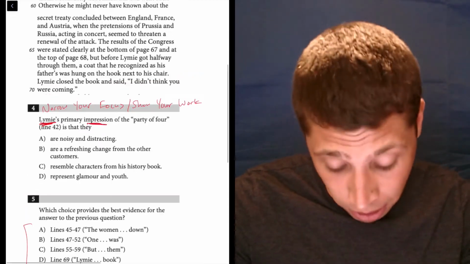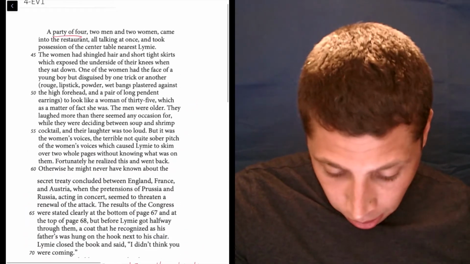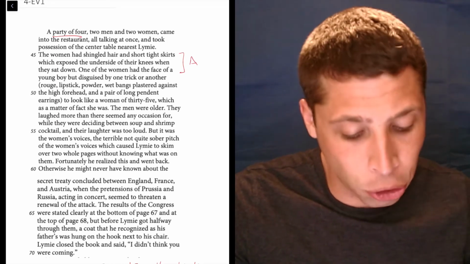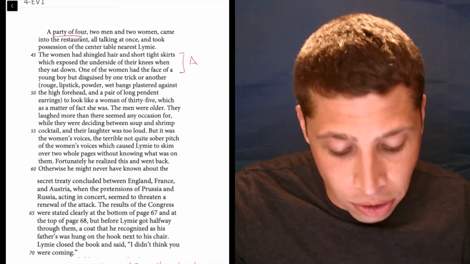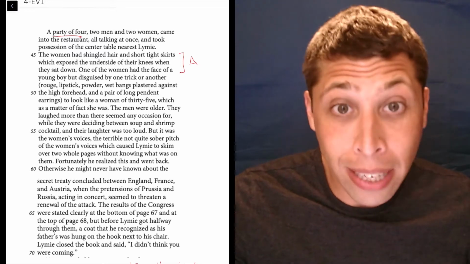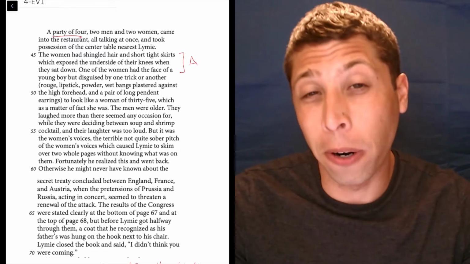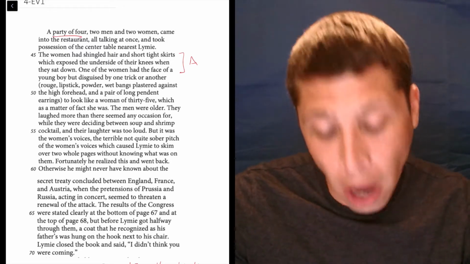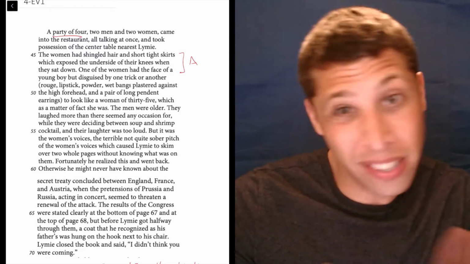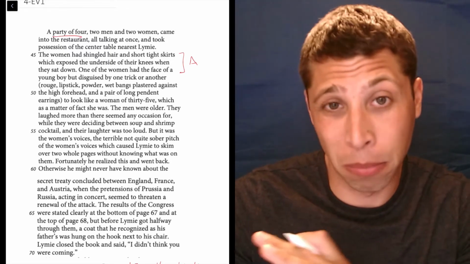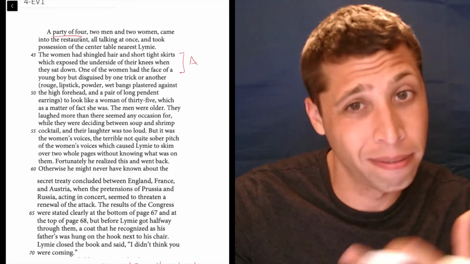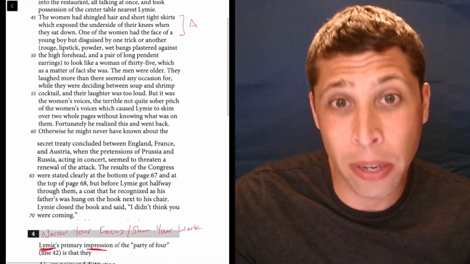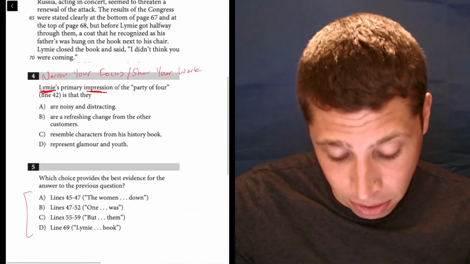So 45 to 47, it says, the women had shingled hair and short, tight skirts, which exposed the underside of their knees when they sat down. Well, that's certainly about the party of 4. But that's not really Limey's impression of them, right? Who's talking here? It's the narrator, who is not Limey. We've gotten that from other places in the story. We should have gotten that understanding by now, that Limey is just a character. He is not the speaker. The narrator is someone different.